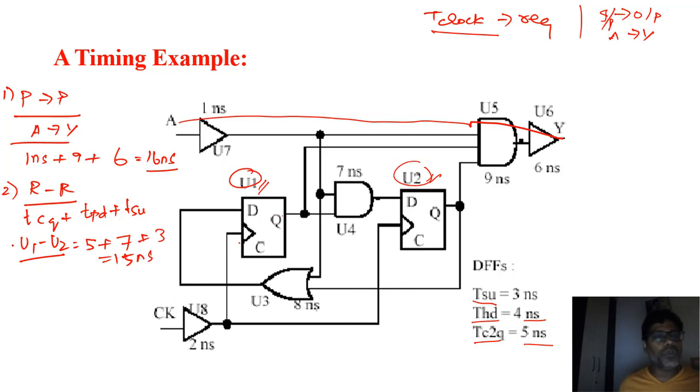Now let's see from U2 to U1. What are the values? Again, C to Q delay, that's going to be 5 nanosecond. Then this gate is 8. Then before U1, it needs a setup time. Setup time is 3. So it's nothing but 16 nanosecond. It's typically the same as the earlier one. Okay, fine. So now we have seen reg to reg also.